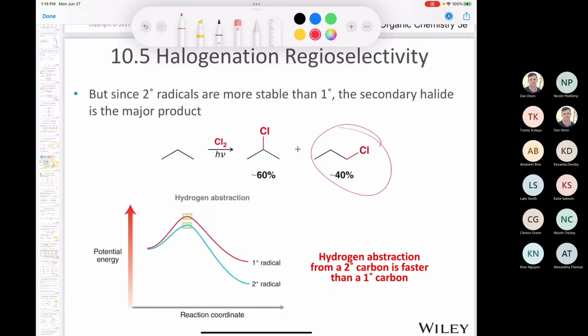Well, it's because if you look at the activation energy to form the secondary radical, which would produce this, let me use the right color here. This would be the secondary radical is going to form this product, 2-chloropropane, and the primary radical is going to form 1-chloropropane. We can see the secondary radical is more stable than the primary radical, so its activation energy isn't as high. It's going to form faster, and you're going to end up with more of the chlorines being put in the middle.